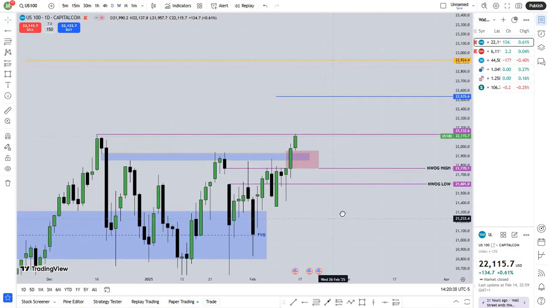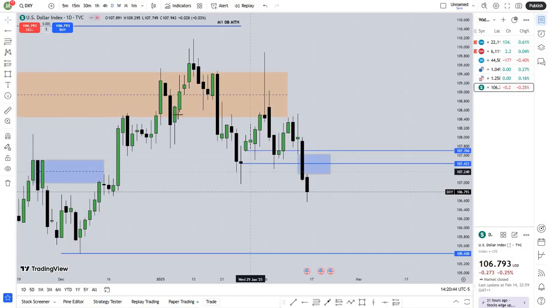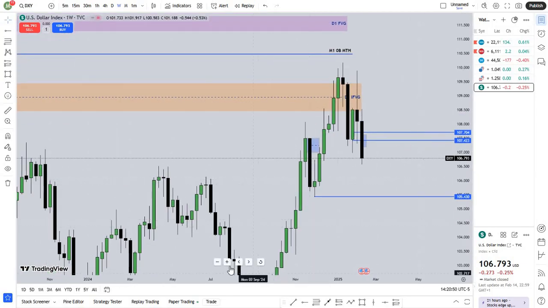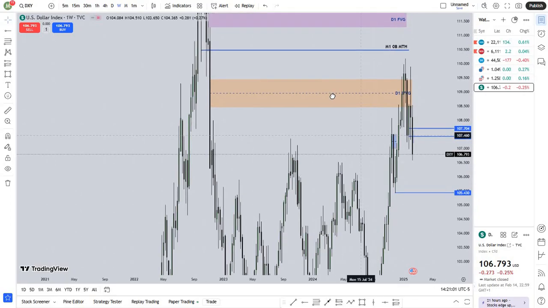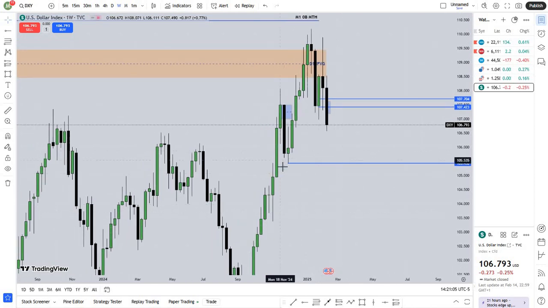With that being said, let's go to Forex. So I'll go to DXY. This is the DXY on the weekly time frame. This fair value gap we have here is a fair value gap on the daily time frame. This right here, fair value gap on the daily time frame. So right now, I think we are likely to get to this sell side liquidity.